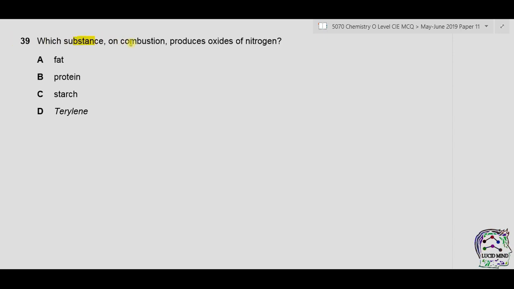Question 39. Which substance on combustion produces oxides of nitrogen? Only that compound will produce nitrogen upon combustion which consists of nitrogen element. So we can see that proteins are made up of amino acids. And amino acids contain nitrogen. So therefore protein is the only substance that upon combustion will produce oxides of nitrogen. Fats, starch and polythene do not consist of nitrogen, so therefore B is the correct answer.